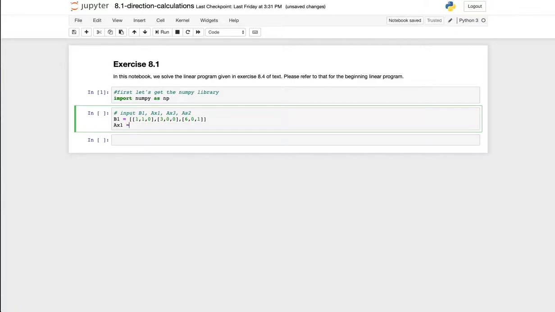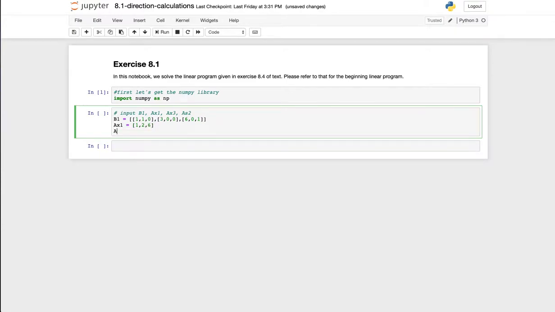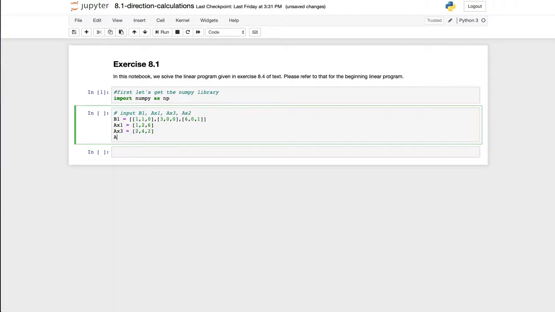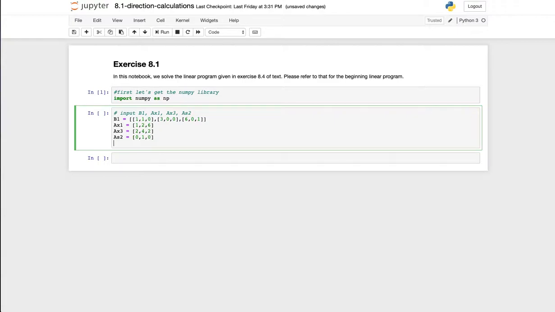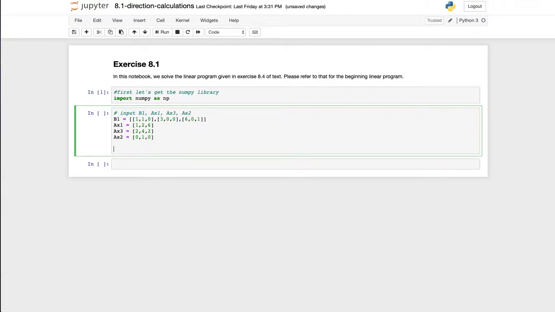AX1, the first non-basic column, is 1, 2, 6. AX3, this is the non-basic column, is 2, 4, 2. And finally, AS2 is this identity column, 0, 1, 0. Okay, fine. So now I need to form the inverse of B1. So I'll just calculate that using the NumPy library. This is the hard calculation that I didn't want to have to do by hand. It's np.linalg.inv(B1).